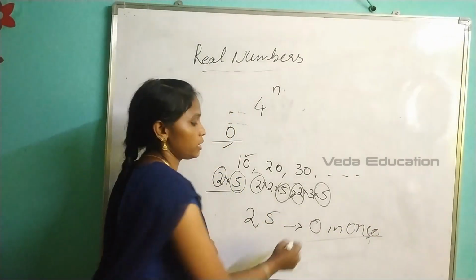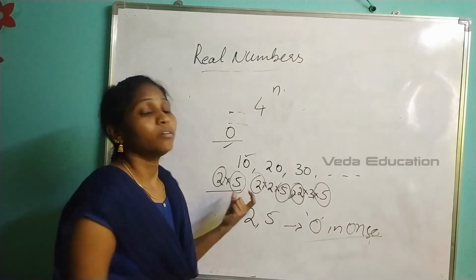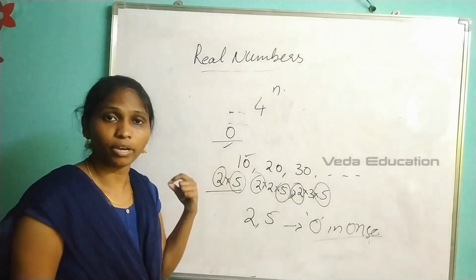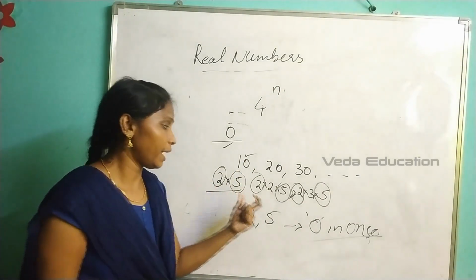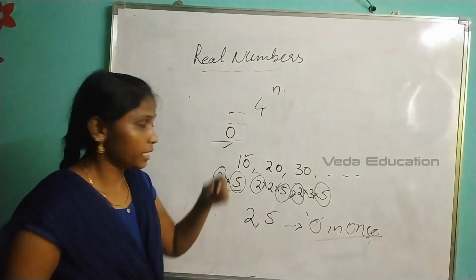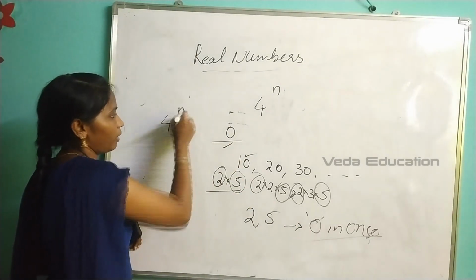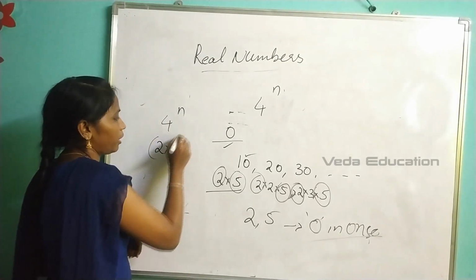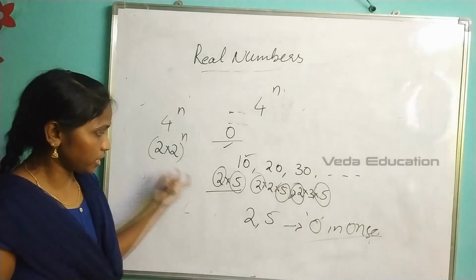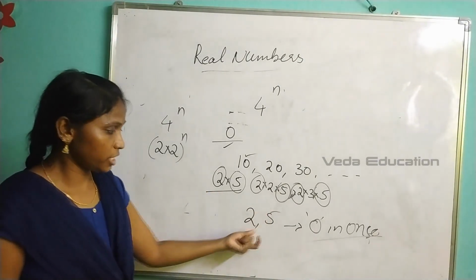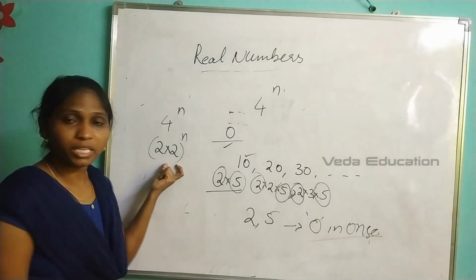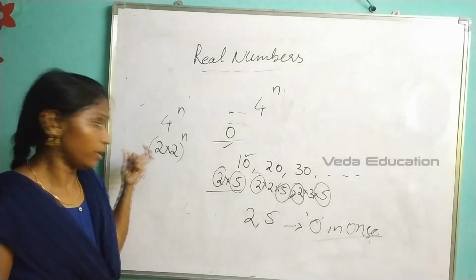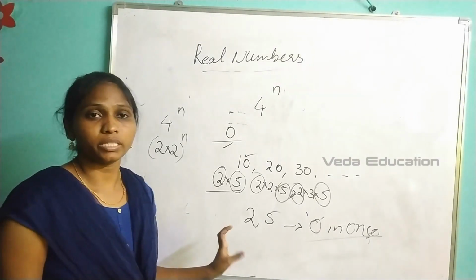To get 0 in the ones place, what is the requirement? The prime factors should involve 2 and 5. If 2 and 5 are present, you will get 0 in the ones place. Now let us take the given number, 4 to the power of n. The prime factorization of 4 to the power of n is 2 into 2, all to the power of n. Is 2 present? Yes. And what else is required to get 0? Another prime number, 5. Is it present in this? No. So to get 0, we don't have that. 5 is a prime number, so we don't get 0 in the ones place.